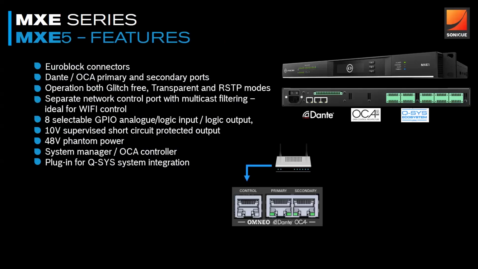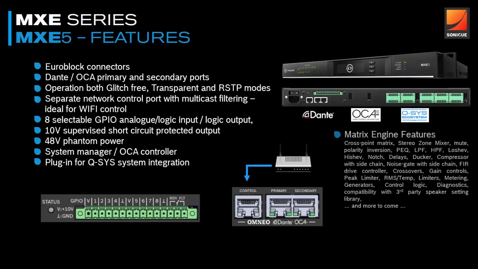There are 8 GPIO analog inputs and outputs, and we'll actually look at some of those configurations shortly. There's a 10 volt supervised short circuit protected output, so definitely enough power to run relays and things like that. There's 48 volt phantom power. The MXE itself is a system manager and OCA controller, and we'll have a look at how that works as well. There's also a plugin for the QSYS system integration.